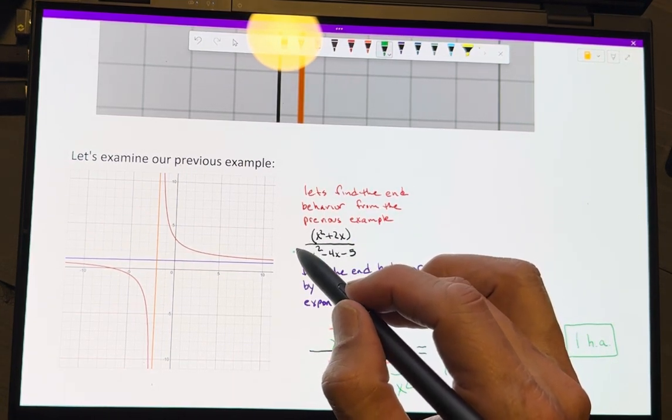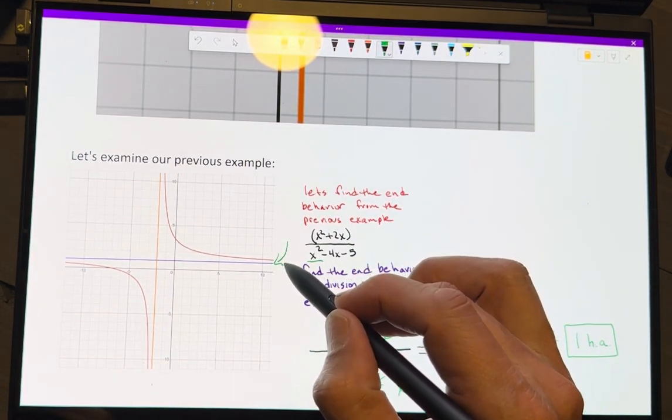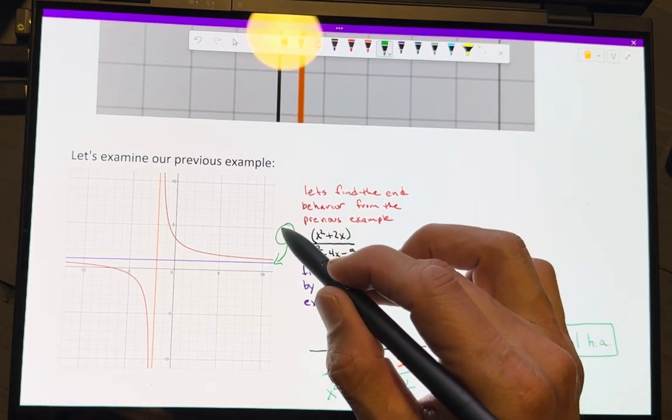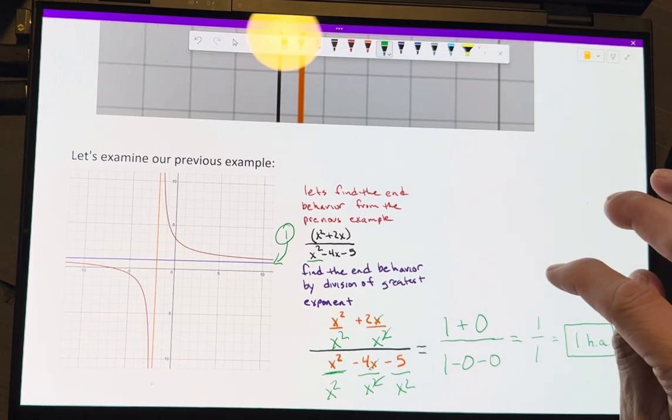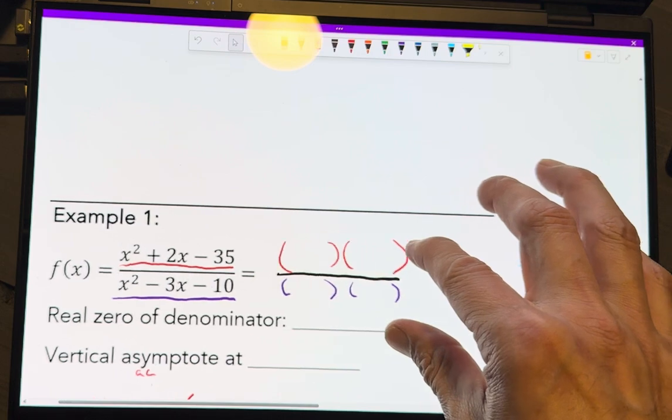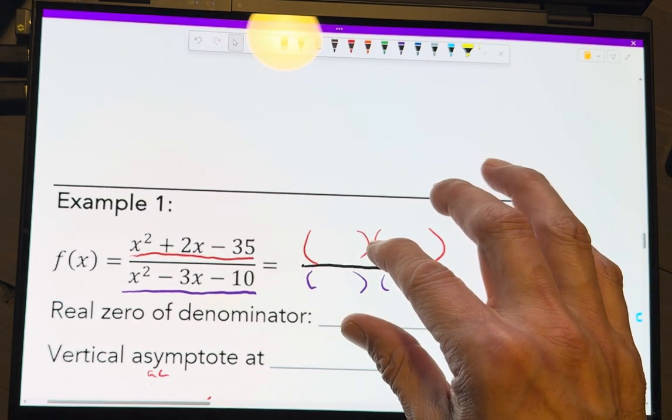And you can see the horizontal asymptote here at 1. And again, we'll go over this in class. Okay. Let's go over a couple more examples.